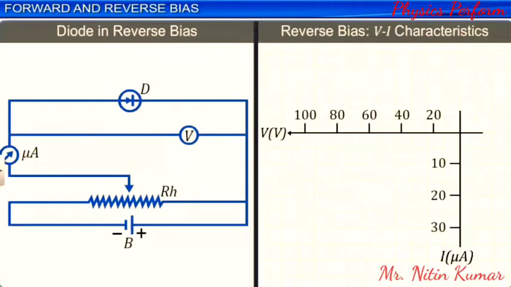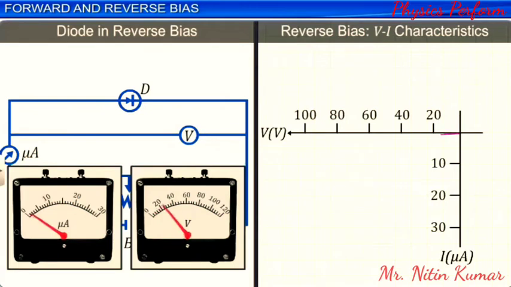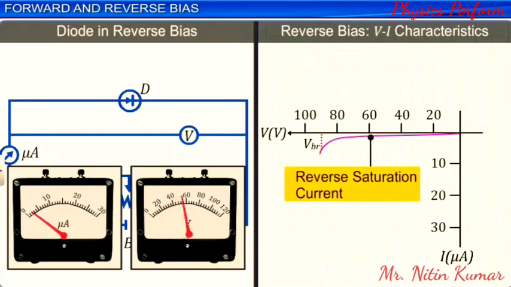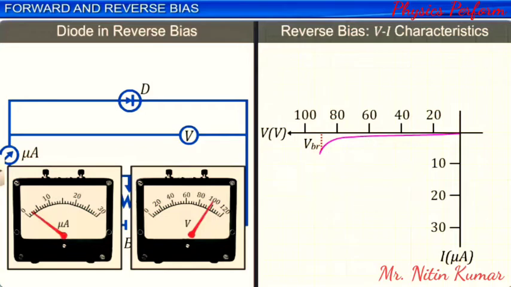The graph showing the variation of current versus potential difference for a reverse biased diode is called its VI characteristics for reverse bias. Under reverse bias, the net current, called the reverse saturation current, does not vary much with increasing applied voltage and is almost constant for small reverse bias voltages, until the applied voltage to the diode becomes equal to a certain voltage, VBR, known as the breakdown voltage.